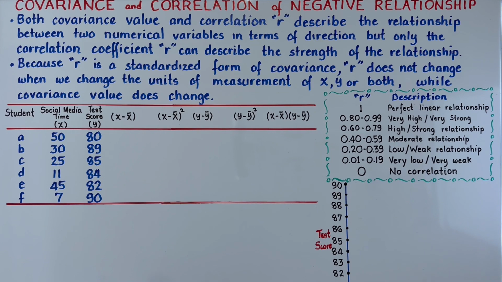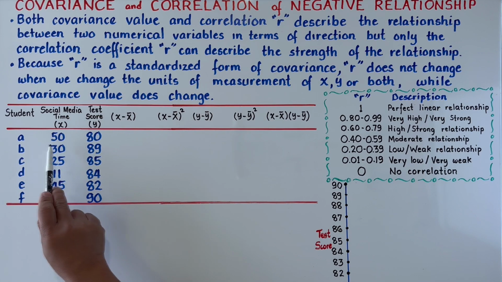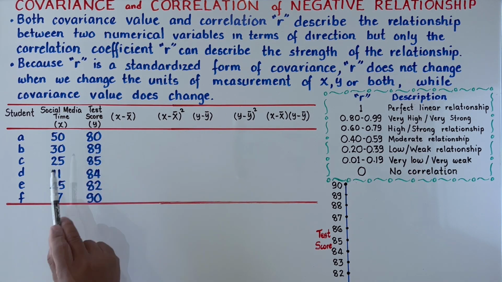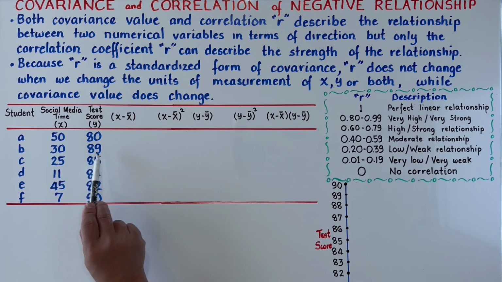But if the covariance value and the correlation coefficient are negative, then the relationship is negative, which means they have an inverse relationship. Now, I have here an example of two variables, the social media time of 6 students and their corresponding test score. So, student A, who spent 50 minutes in social media, got a score in the test of 80, while the second student, who spent 30 minutes in social media every day, got a score of 89.